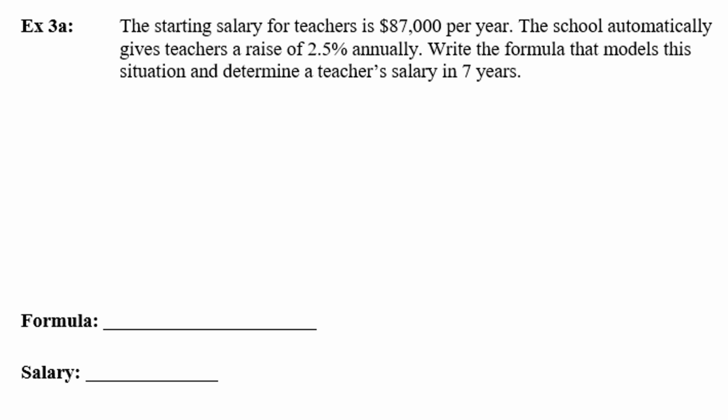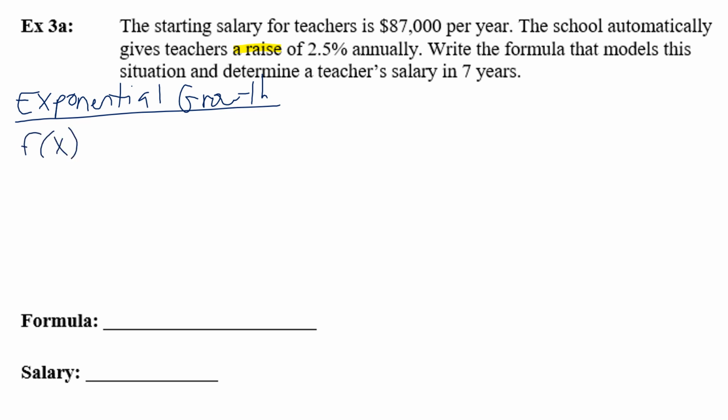We're looking for something that'll tell me growth or decay. A raise tells us that they're going to be making more money. So we're looking at exponential growth. So let's go ahead and start with that. Okay, exponential growth. And we'll write down the formula for reference. f of x equals the initial amount A times the quantity 1 plus r this time because we want it to grow, and raise it to the x.